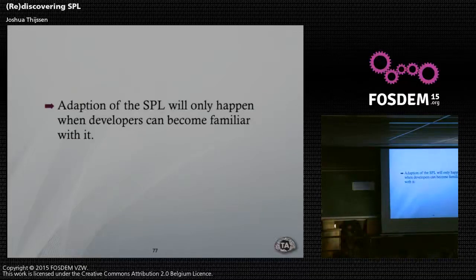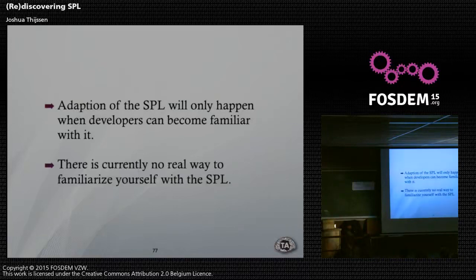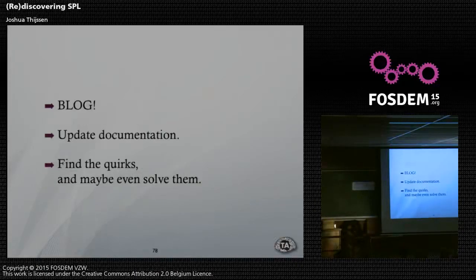But we can only make it happen if people are more acquainted with it, and there is no real way to do that because the documentation sucks. The blog posts are minimal and aren't really that good. So here's the thing. If you're going to use the SPL just to see if all the freaky stuff I say today is really true, blog about it. The more people blog about it, the easier it is to find. Even post it on Stack Overflow, I don't care. Update the documentation, because you can do that now yourself with the user contribution notes. And if you know a bit about C, you can even find the quirks and maybe even solve them yourself.